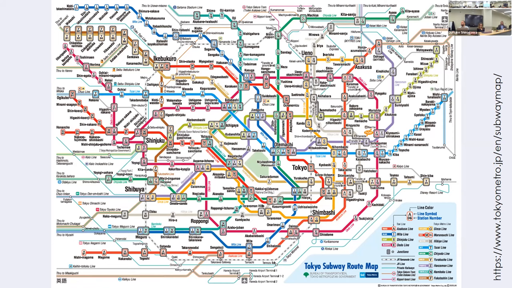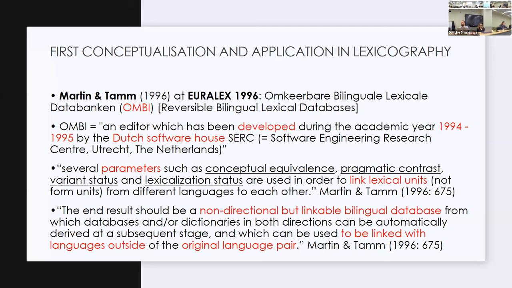And they understand that centers with many connections are hubs that then lead to other spokes. One of them being the starting point for us, Oshiage at the Sky Tree, going all the way to Tama here at TUFS. Okay, hub and spoke models. Bringing this to lexicography now, it was introduced at the Eurolex conference in 96 by Willy Martin and Tom. He's Dutch, he's Belgian, but he worked in the Netherlands. He called it omkeerbare bilinguale lexicale databanken. I said because it is known by the abbreviation OMBI, which stands in English for reversible bilingual lexical databases.